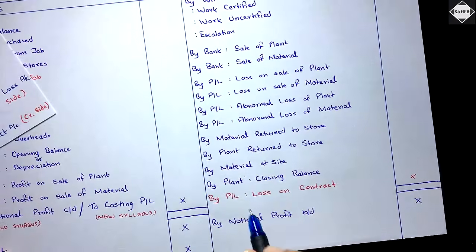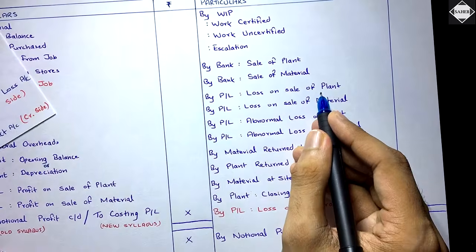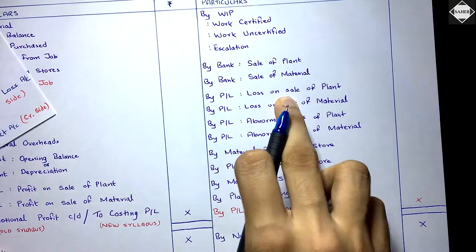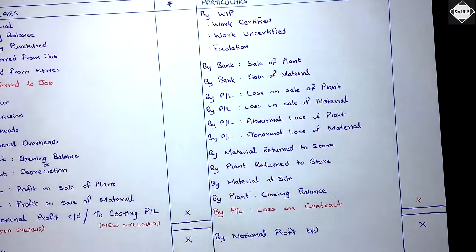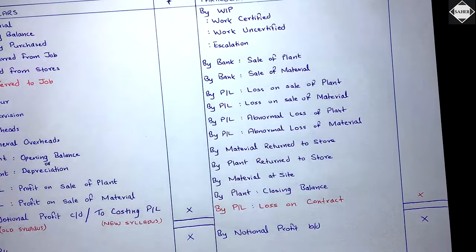Here, see here, where is it? By profit and loss, loss on the sale of plant, loss on the sale of material. Is that clear? So profit on sale of material, loss on sale of material. You get that, right? Simple. So same thing with the plant and the material. The treatment regarding the material and the plant is the same.